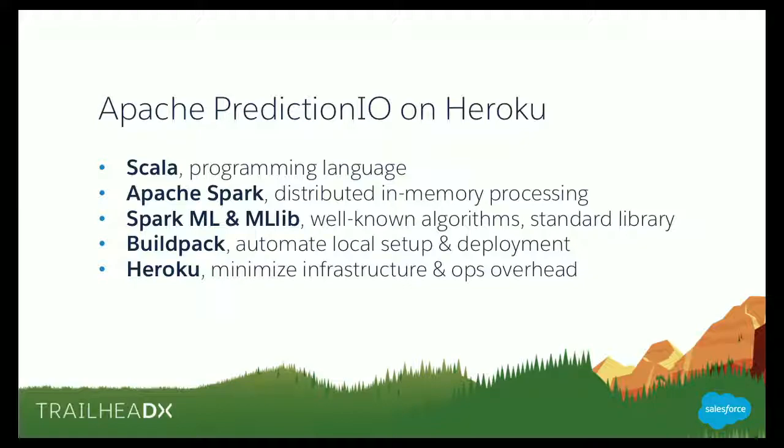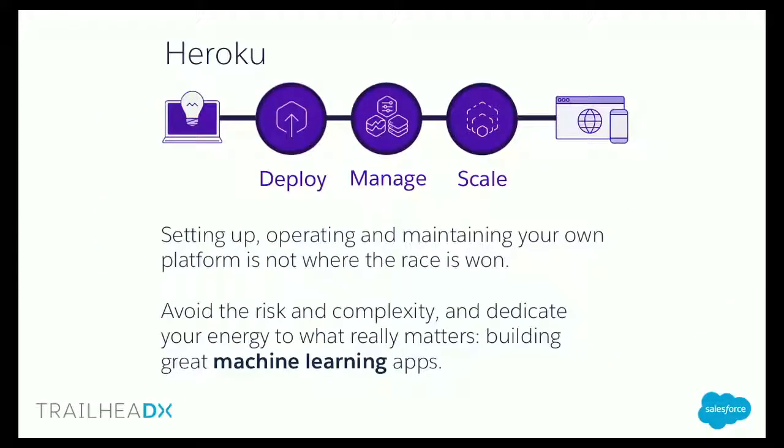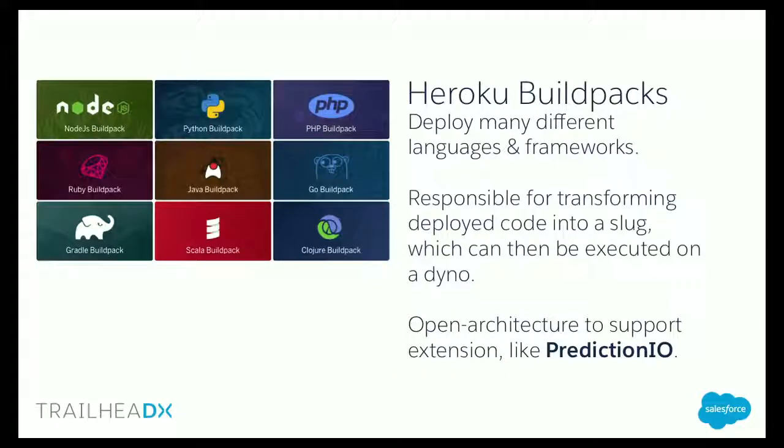So these pieces of software are going to be automated with the Heroku Buildpack. This is going to help us automate our local setup of PredictionIO as well as deploying it to Heroku. And so once again, Heroku helps us minimize the amount of server jockeying work you have to do, because jockeying with servers is not where you're going to win. So what we want to do is help you avoid the risk and complexity that frequently data science work brings and let you focus on building great machine learning apps.